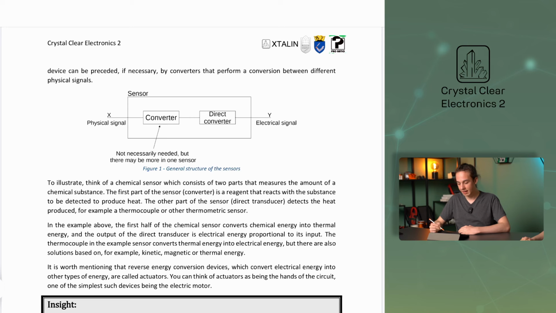The heart of the sensor is a direct conversion device that converts a physical signal into an electrical signal that can be interpreted by the processing circuitry. This direct conversion device can be preceded by converters that perform a conversion between different physical signals. As an example, let's think of a two-part chemical sensor, such as the sugar sensor that I also use.